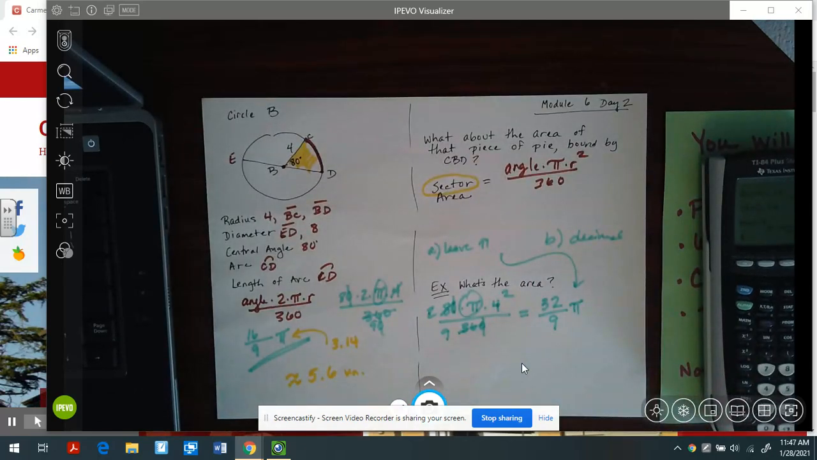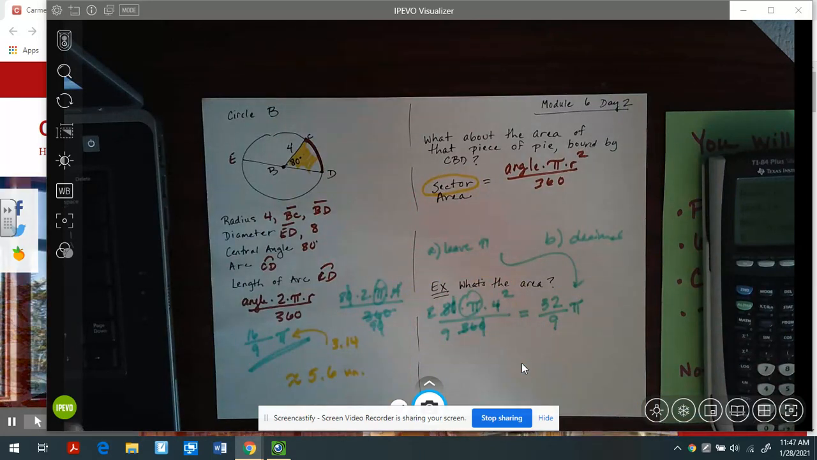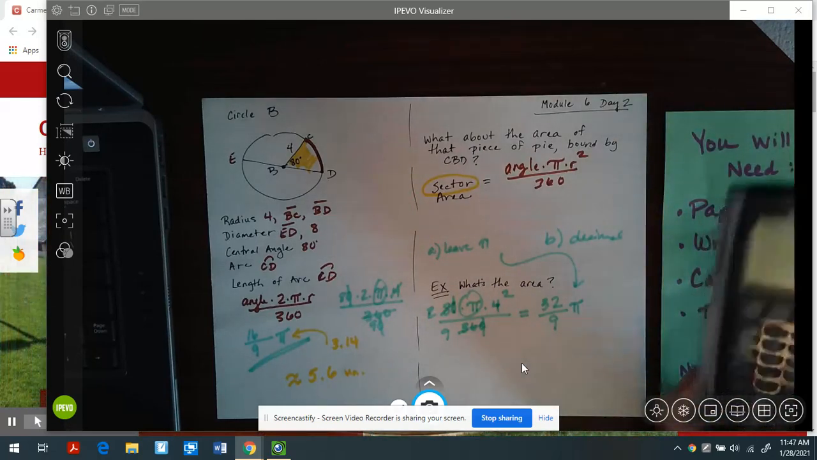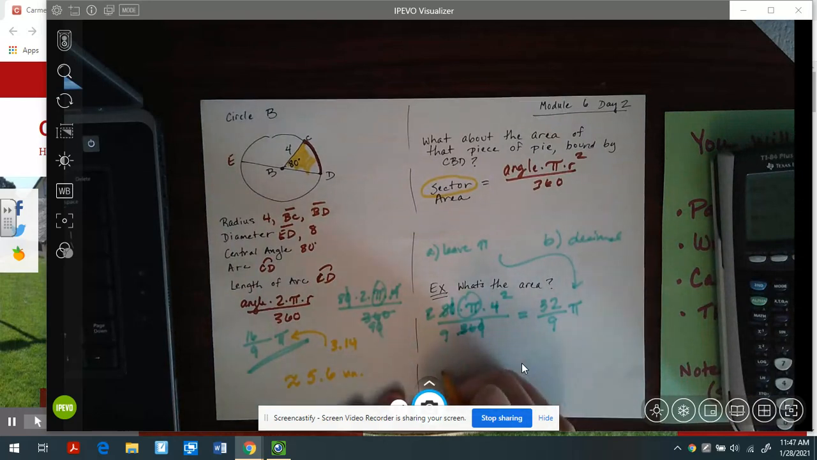To know what the decimal is, we're simply going to use the calculator. So we go 32 times 3.14 divided by 9. And that is 11.2.